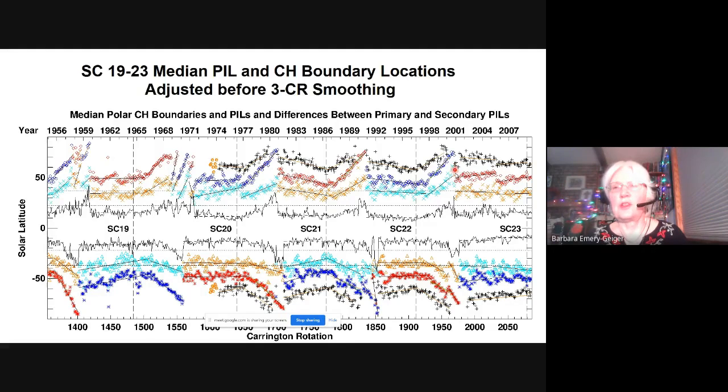And we change then the secondary location as well. Some are just plain out of line, like this one, and for the northern hemisphere and southern hemisphere in solar cycle 19, so we delete them.